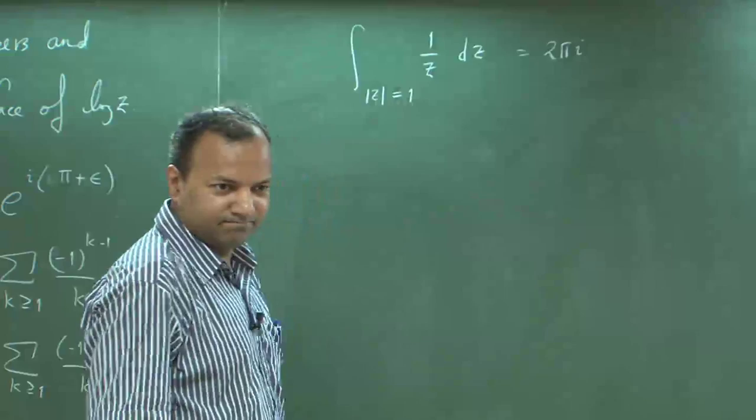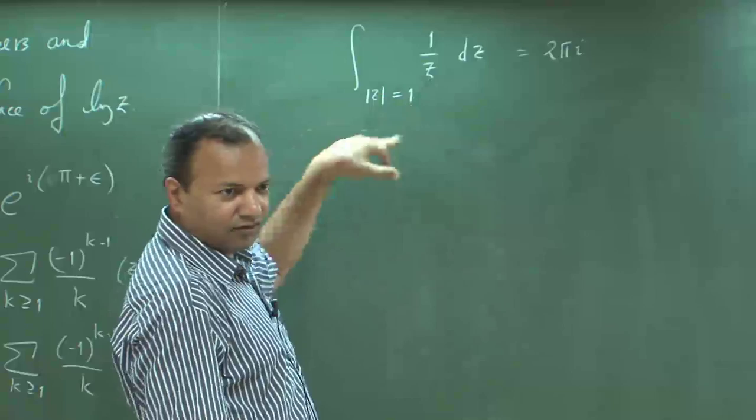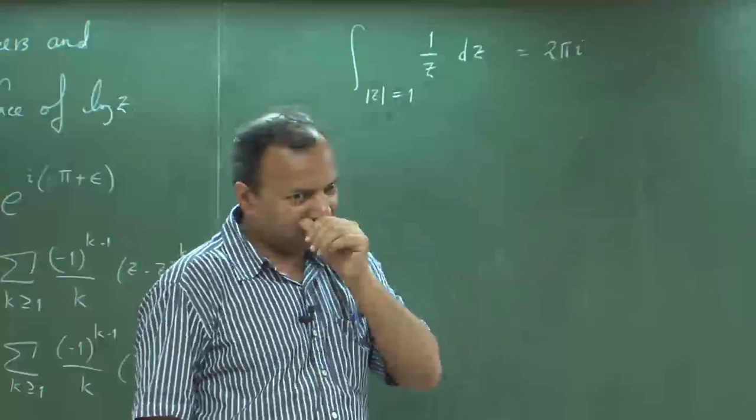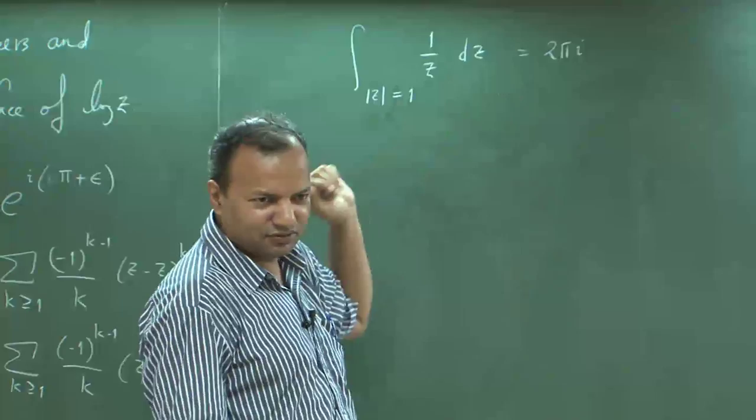Right? Because Cauchy's theorem in general says that f z over z minus z naught, the integral around a disk where f is analytic, is 2 pi I times f z naught. So z minus 0, so that is f 0.